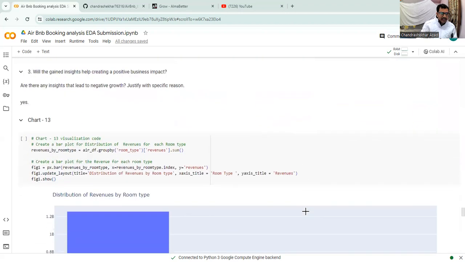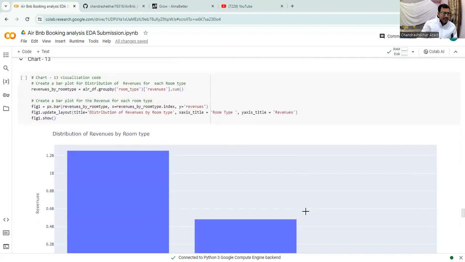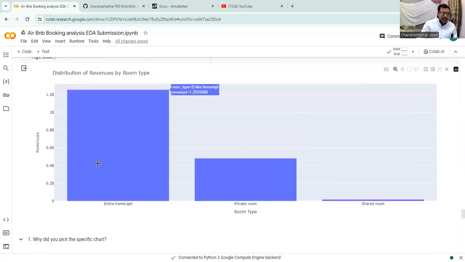The next chart is the distribution of revenue over room type. Here, entire home apartments contribute about 1.25 billion, while private rooms contribute about 481 million and shared rooms contribute about 18.23 million.